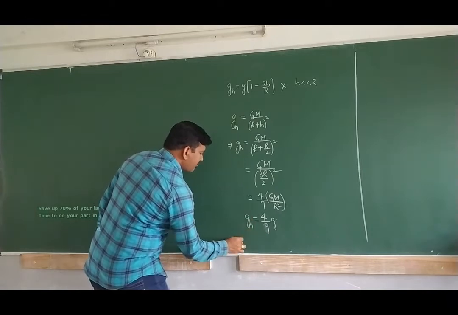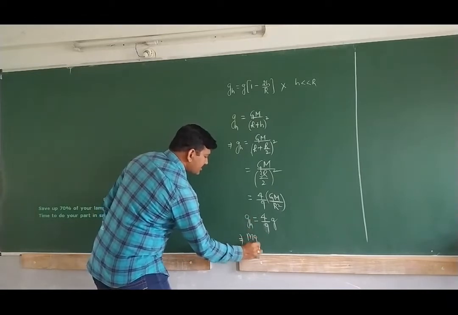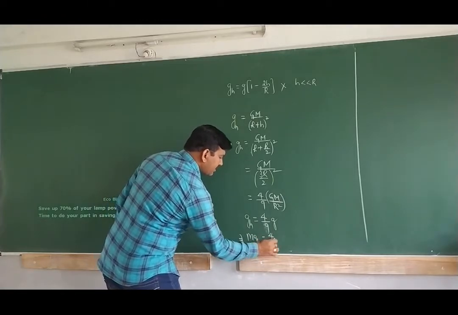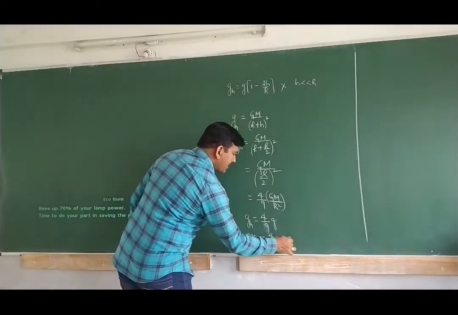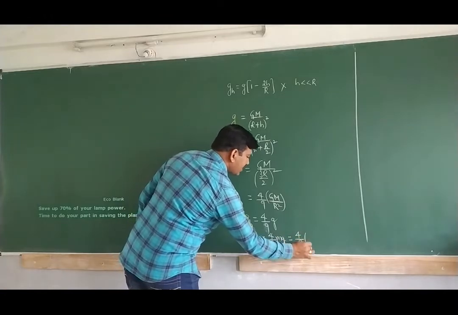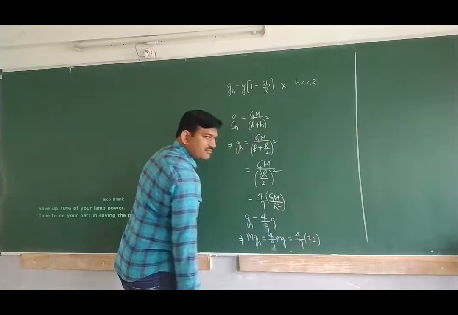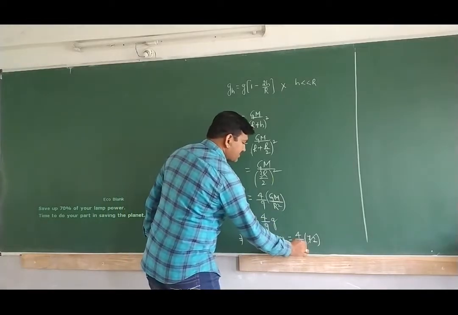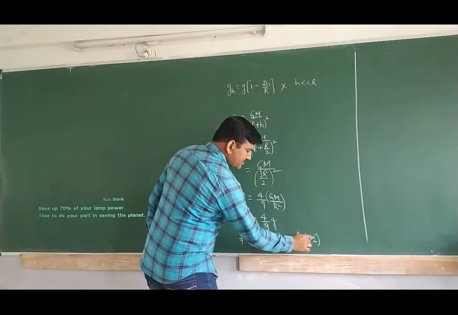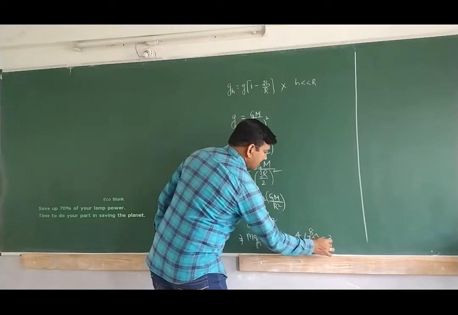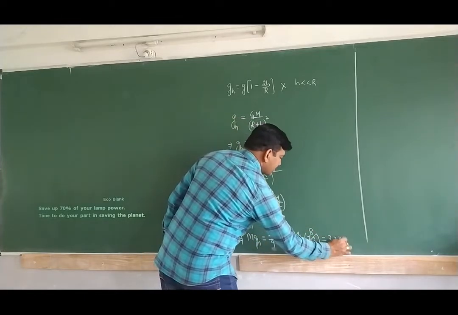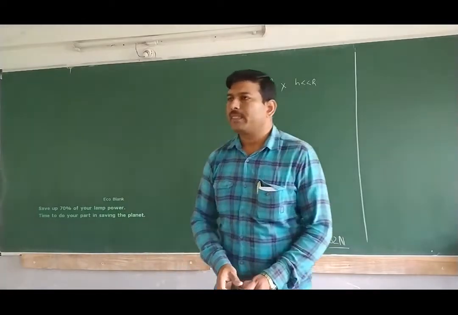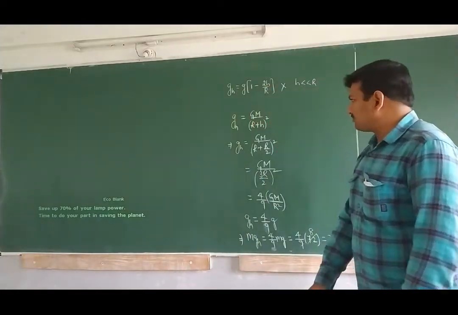So what is the weight? m into g_h is equal to 4/9 into m into g. They have given mg on the surface of the earth as 72 Newton. 9 goes into 72 eight times, and 8 fours are 32. 32 Newton is the answer. The weight is 32 Newton. Okay, that will be your right answer.